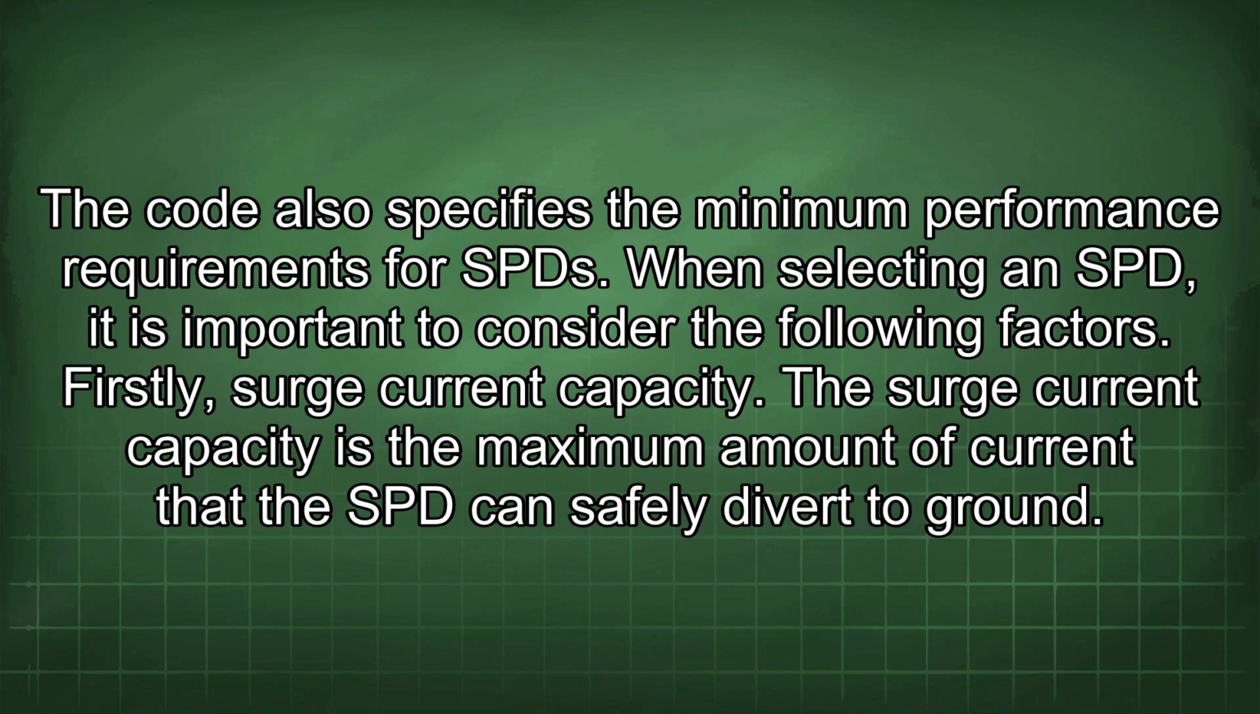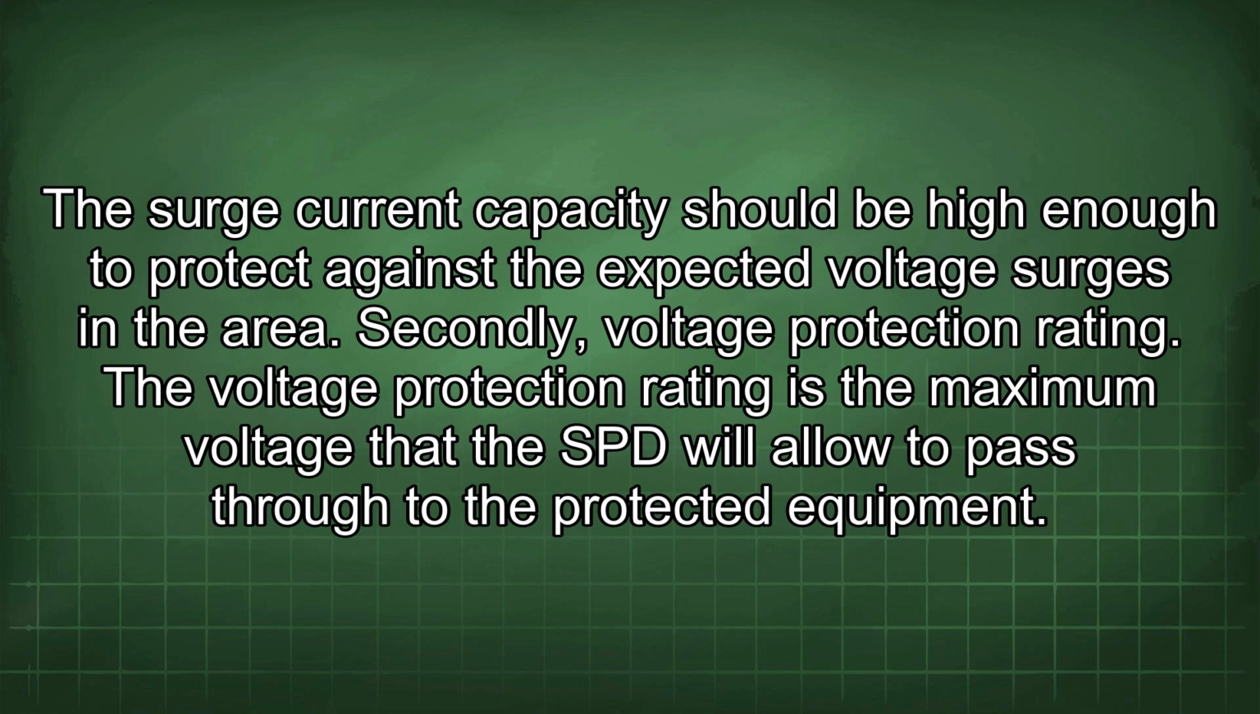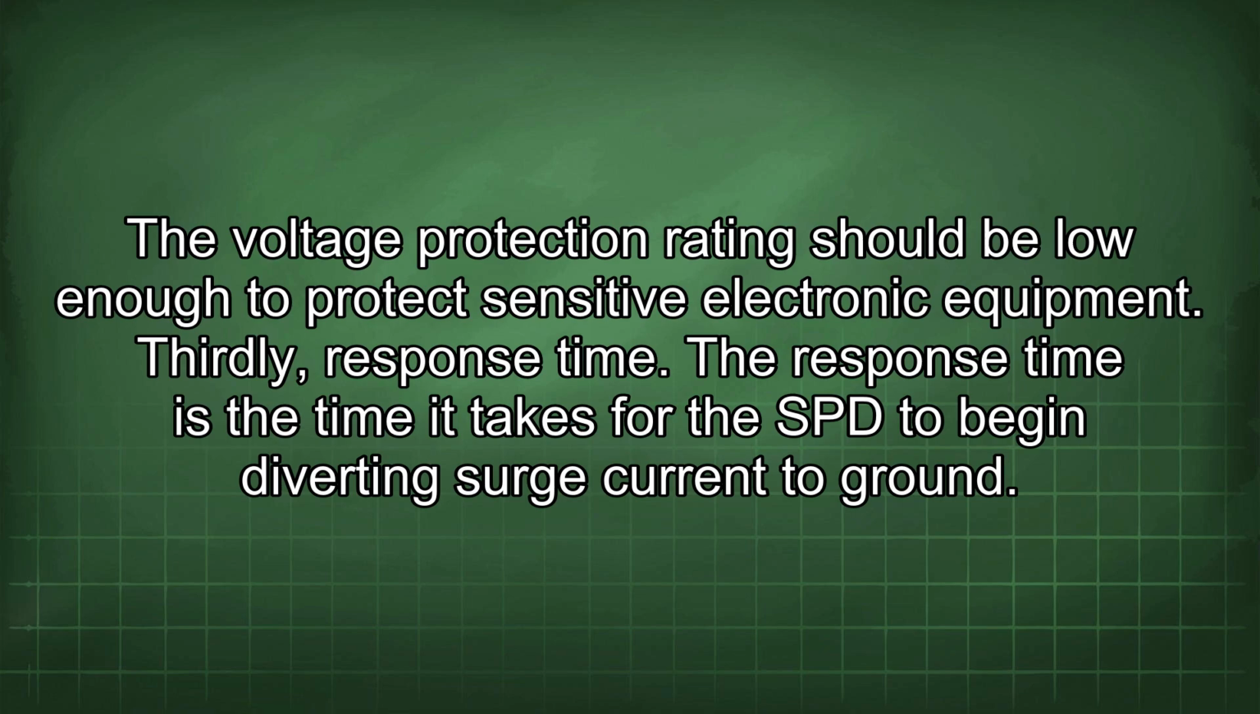Firstly, surge current capacity. The surge current capacity is the maximum amount of current that the SPD can safely divert to ground. The surge current capacity should be high enough to protect against the expected voltage surges in the area. Secondly, voltage protection rating. The voltage protection rating is the maximum voltage that the SPD will allow to pass through to the protected equipment. The voltage protection rating should be low enough to protect sensitive electronic equipment.